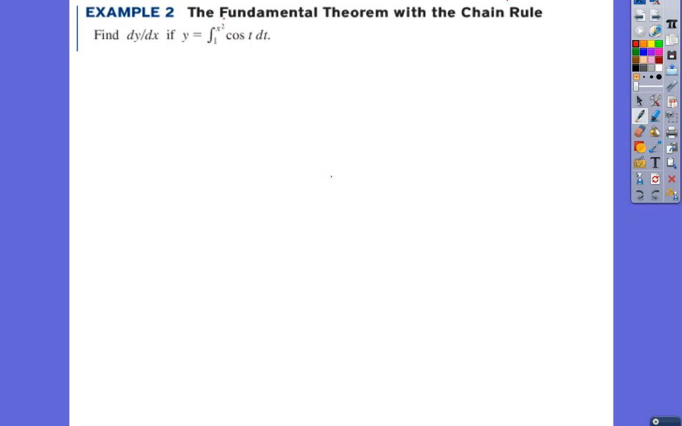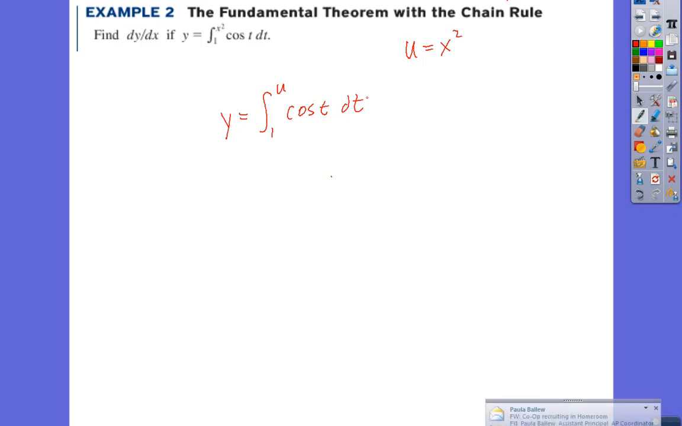What do I mean by chain rule? Well, what I'm going to do is set u to be x squared. And so let's go ahead and make y equal to the integral from 1 to u of cosine t dt. Now it's asking me to find dy dx, but what I'm really going to do now is take the derivative of y, so I want to find dy du.